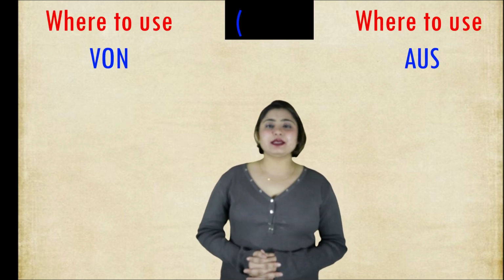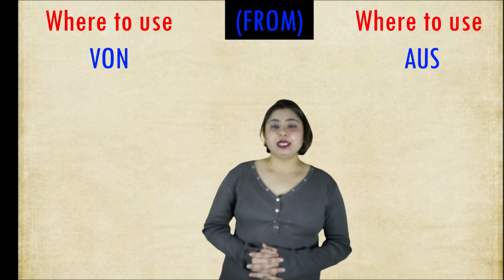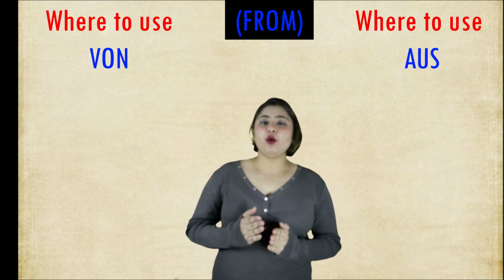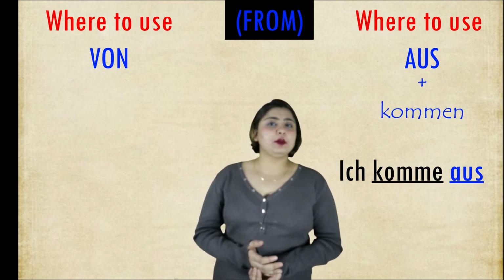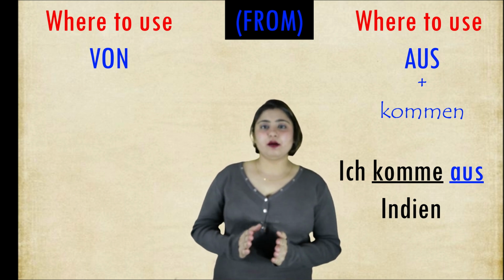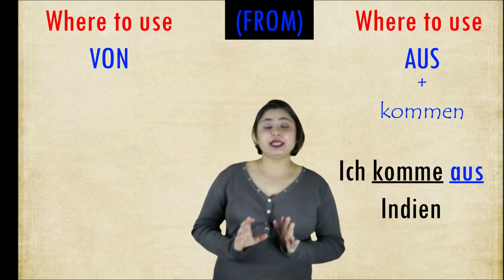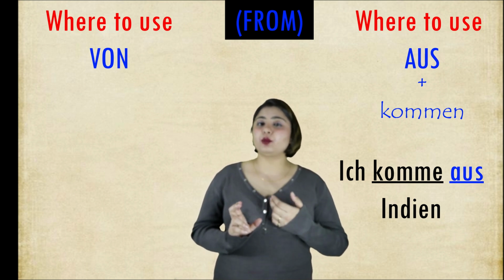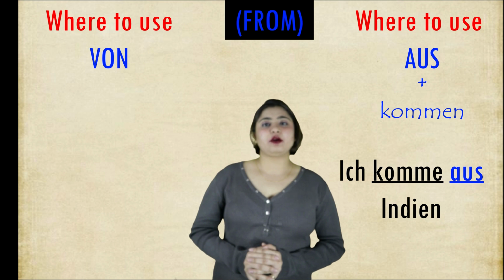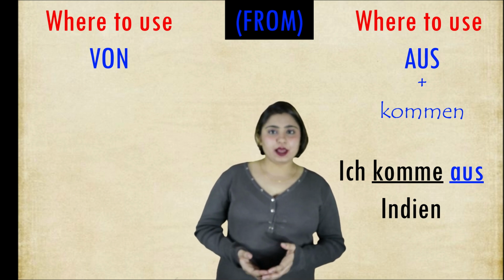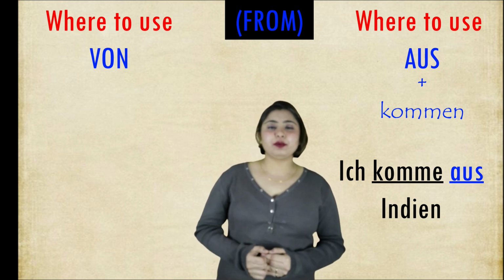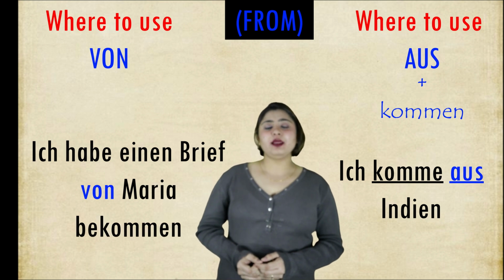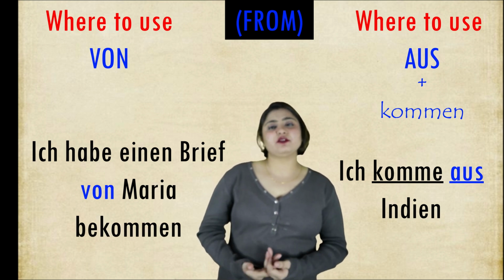The other one, von and aus. The similar meaning is from. Now, aus becomes from only and only when it is used along with komme. For example, ich komme aus Indien. Now, I come from India. So, only and only when aus is used along with komme, only in that case it will become from. Otherwise not. On the other hand, in most of the cases, von has the meaning from. For example, ich habe einen Brief von Maria bekommen. I have got a letter from Maria.